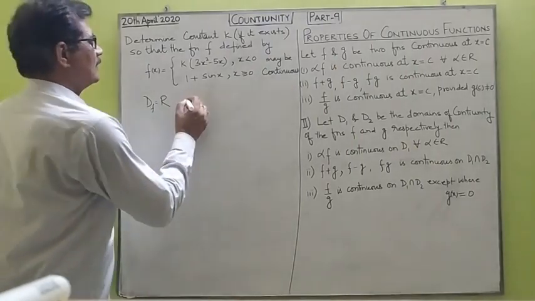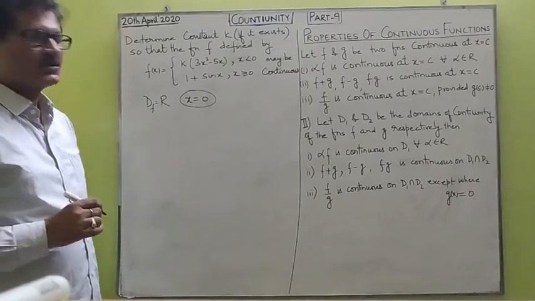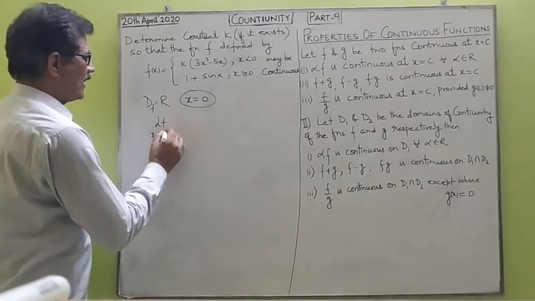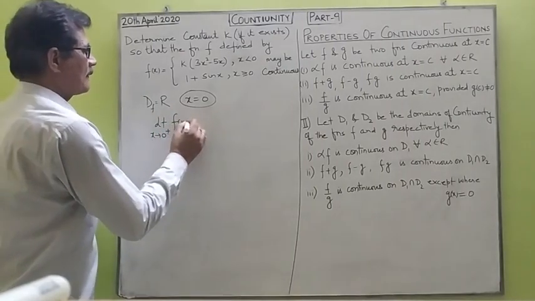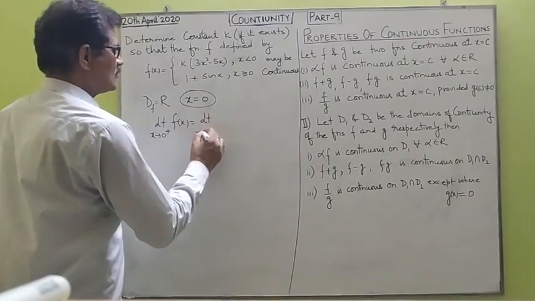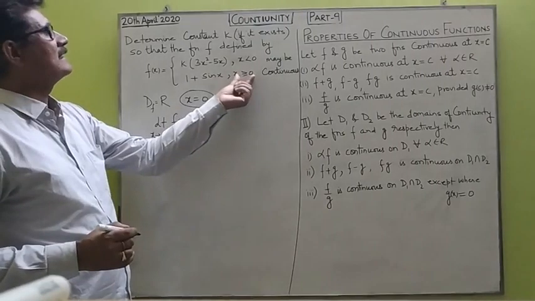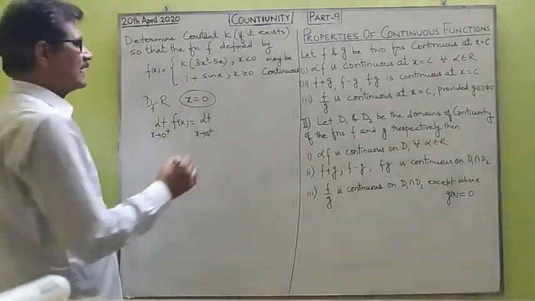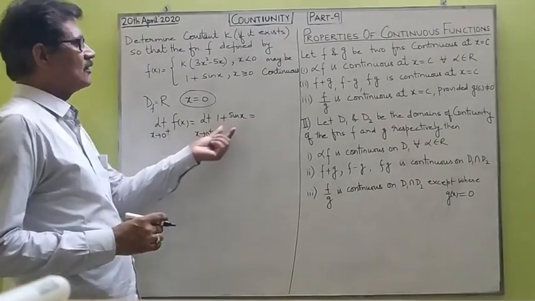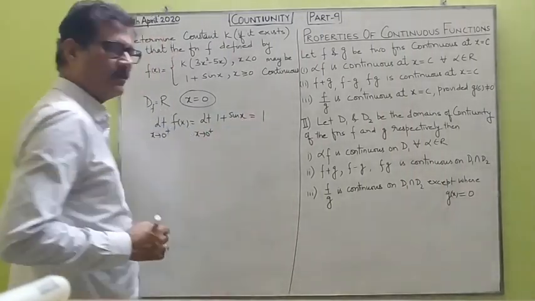So we write: the function is continuous at x = 0. Let's find the limit as x tends to 0 plus of f(x). The function defined towards the right side of 0, for x ≥ 0, is 1 + sin x. When we put x as 0, we get 1 + sin 0. Sin 0 is 0, so the limit of this function turns out to be 1.